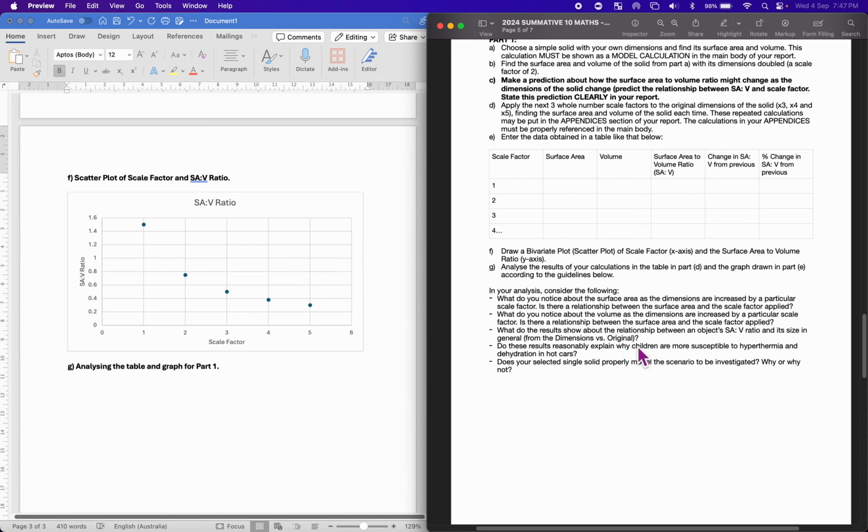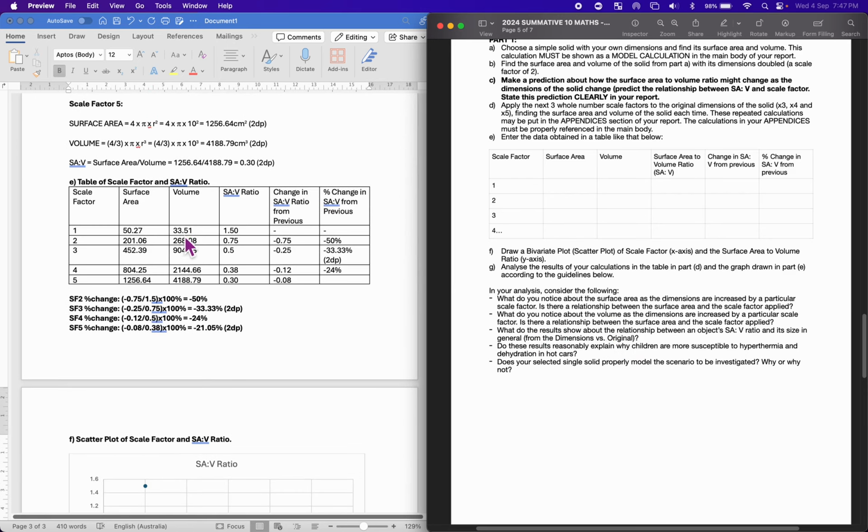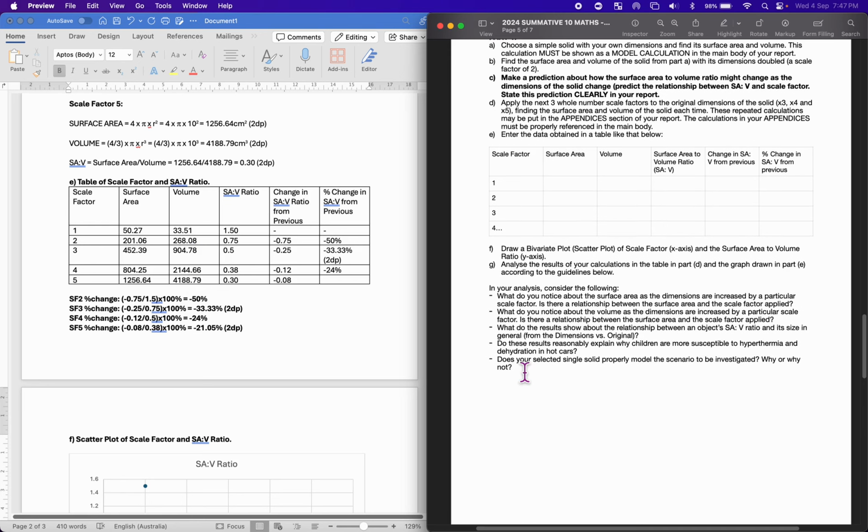What do you notice about the volume? Do the similar analysis. What can you see is happening to the volume as the scale factor increases? It looks like it's getting bigger faster.